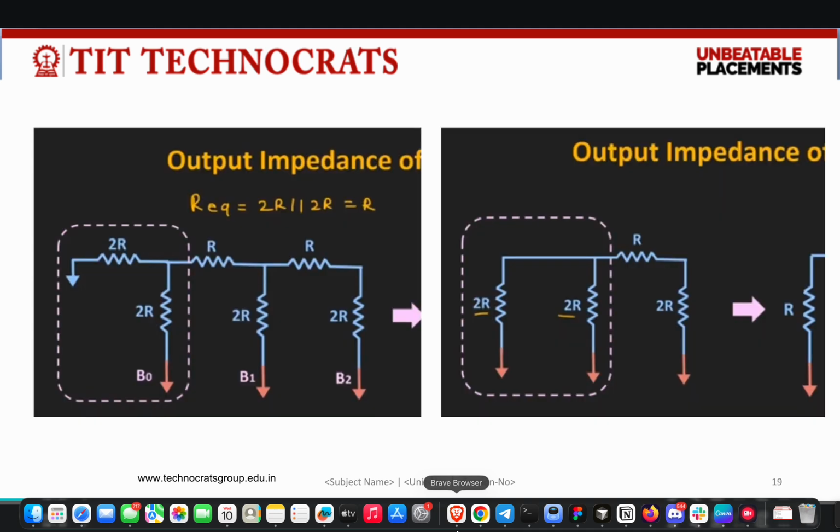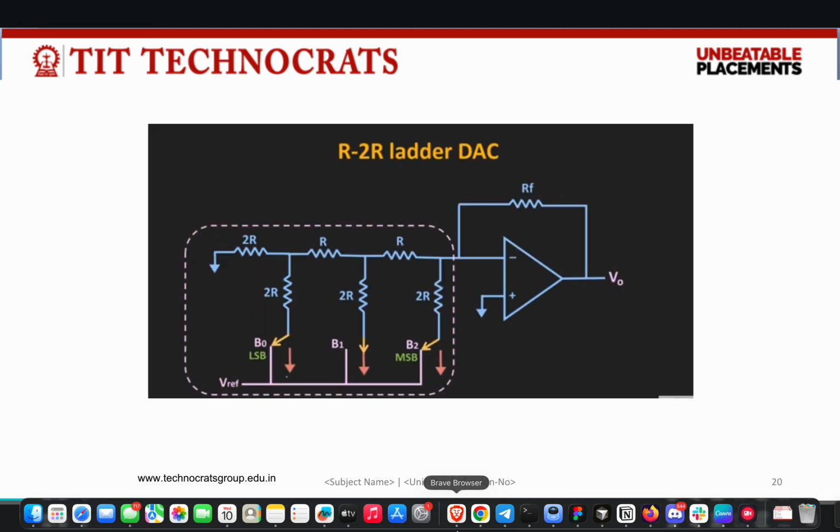Output impedance: if we calculate the equivalent resistance of the R2R ladder network, it is always R. It is shown in the 3-bit R2R ladder network.